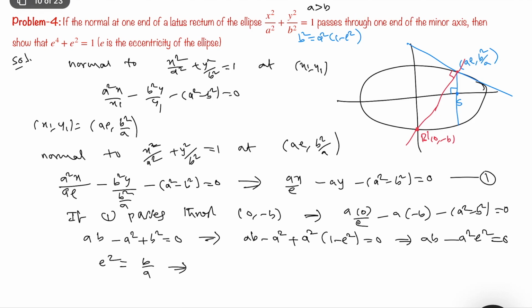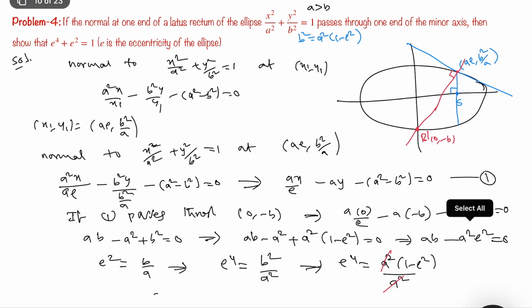Okay, that implies e to the power of 4 will be b square by a square. Again, what is b square? a square times 1 minus e square. So e to the power of 4 equal to a square times 1 minus e square by a square. Here a square cancels. So here e to the power of 4 equal to 1 minus e square. So e to the power of 4 plus e square equal to 1.